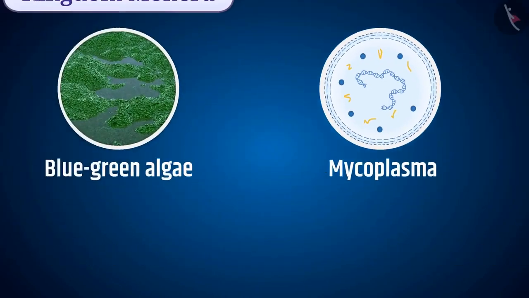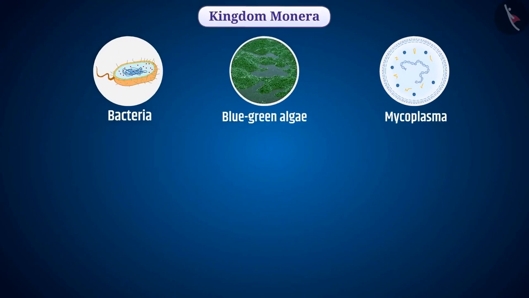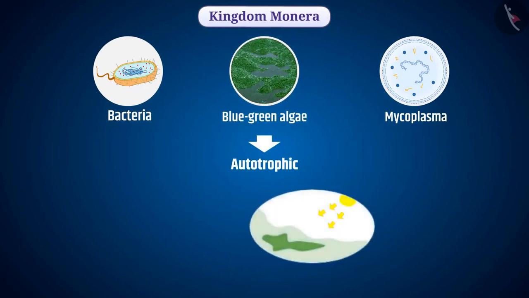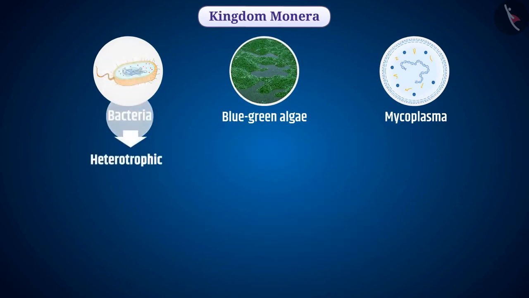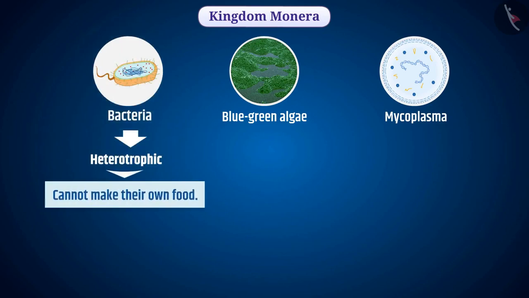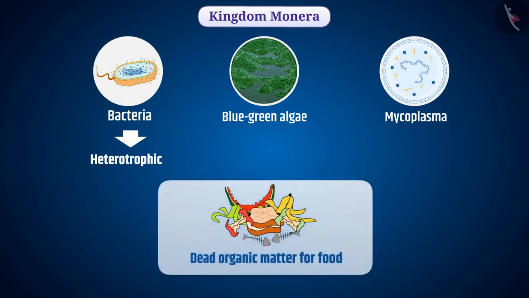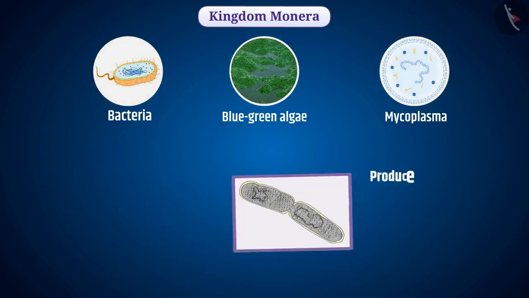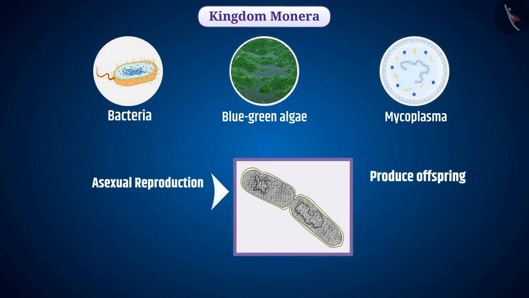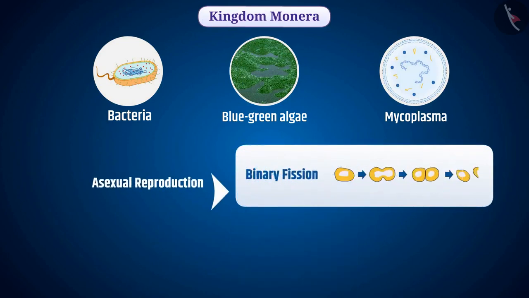Similarly, some organisms like blue-green algae are autotrophic. That is, they can make their own food by the process of photosynthesis, and some organisms like bacteria are heterotrophic, that is, they cannot make their own food. Rather, they depend on other living organisms and dead organic matter for food. Organisms of the Monera kingdom produce offspring by asexual reproduction. They mainly perform asexual reproduction by methods of binary fission and budding.